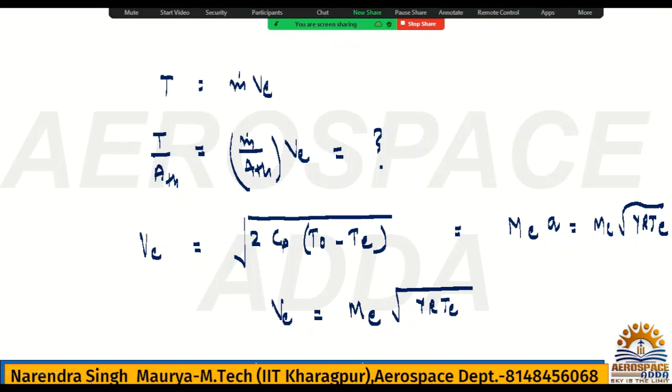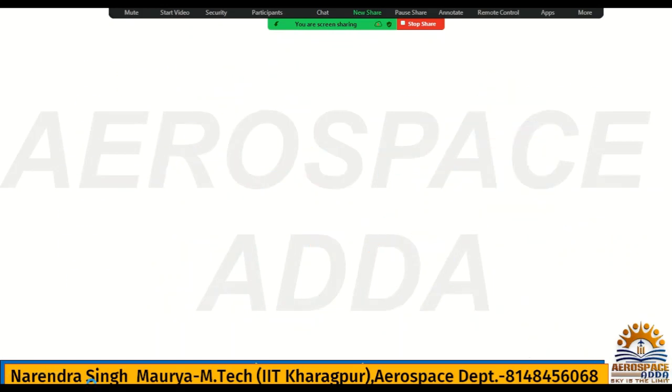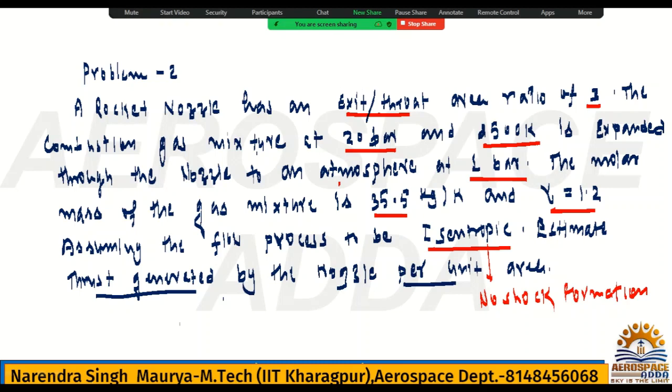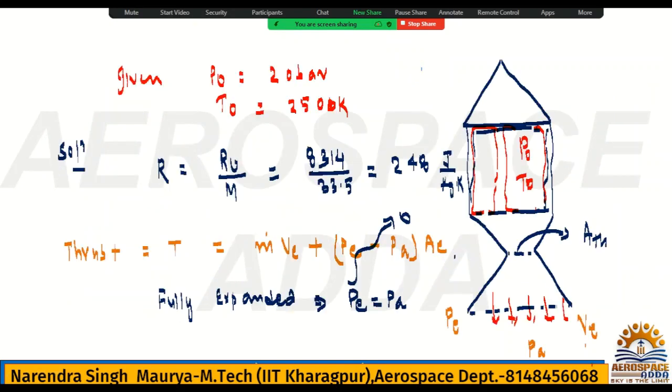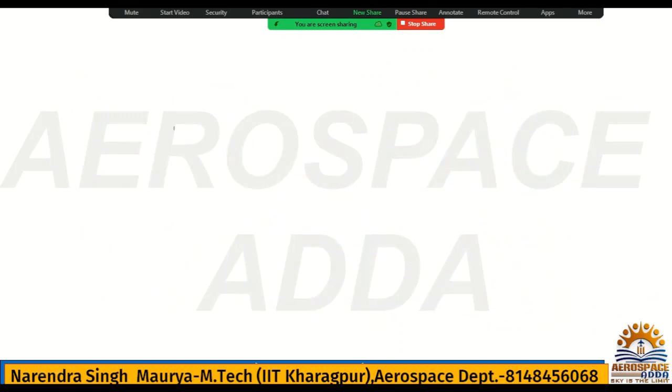Okay, so for that reason, why I am using this formula, it's very simple, because here they have given area ratio. Check what they have given, exit to throat area they have given to us, means AE divided by ATH. They have given how much? 3. Okay, so I had given one relation last class and it was derived also, and that relation called area Mach relation. So now you can use the area Mach relation.